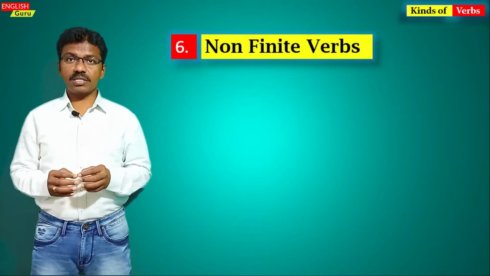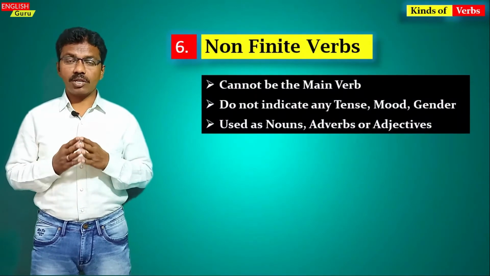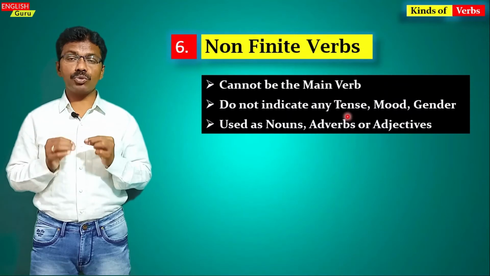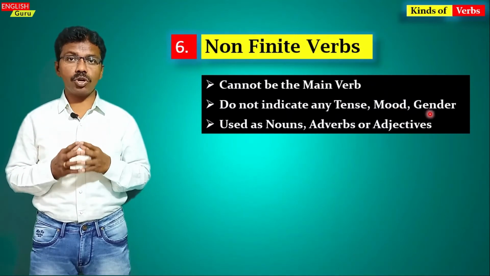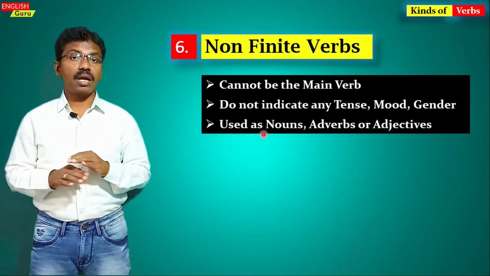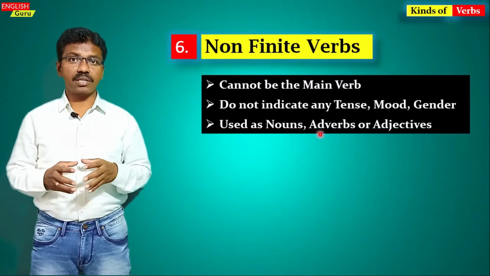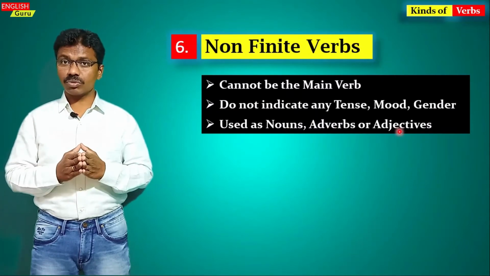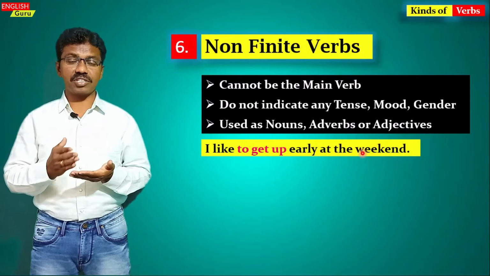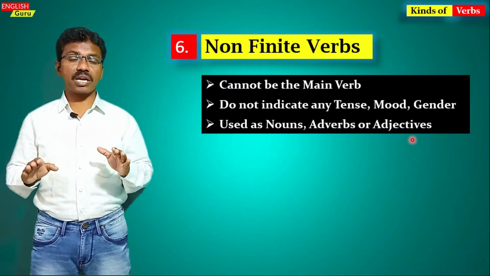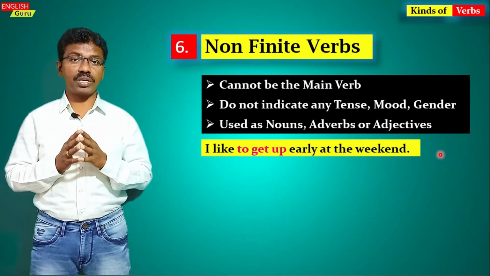And the sixth one is non-finite verbs, and non-finite verbs cannot be used as main verbs and they do not indicate any tense, any mood or any gender. They are used as nouns, adverbs and adjectives, but they are not used as main verbs. This is very, very important.